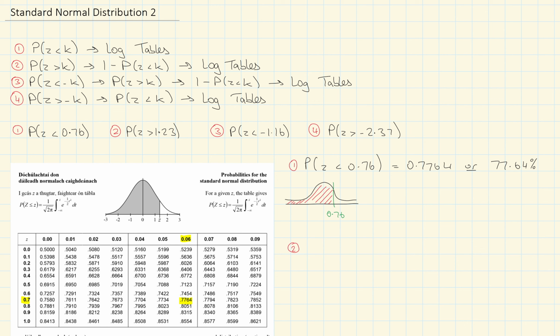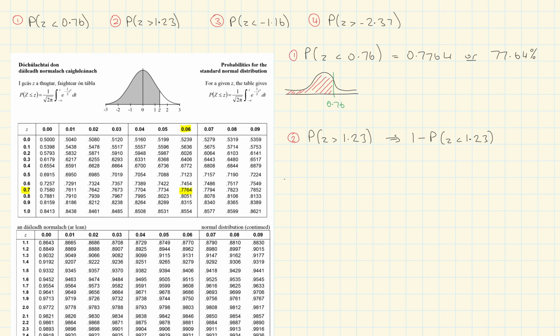Part 2 now. We have the probability that z is greater than 1.23. So what we do is we find 1 minus the probability that z is less than 1.23. So what's happening here, just to show you with a sketch, is we've been asked to find the area to the right of a certain point. So we'll say that's 1.23. We've been asked to find this area, but we don't actually have a process for that. So what we do is it's 1 minus.